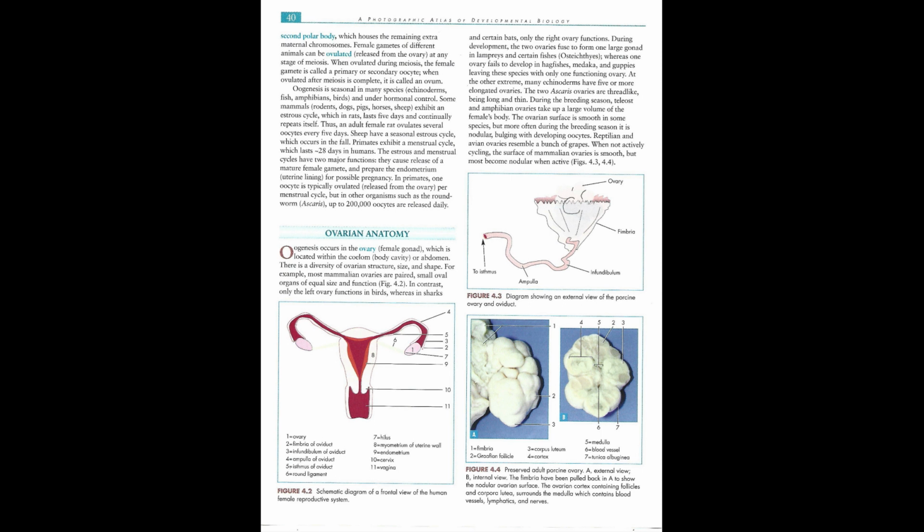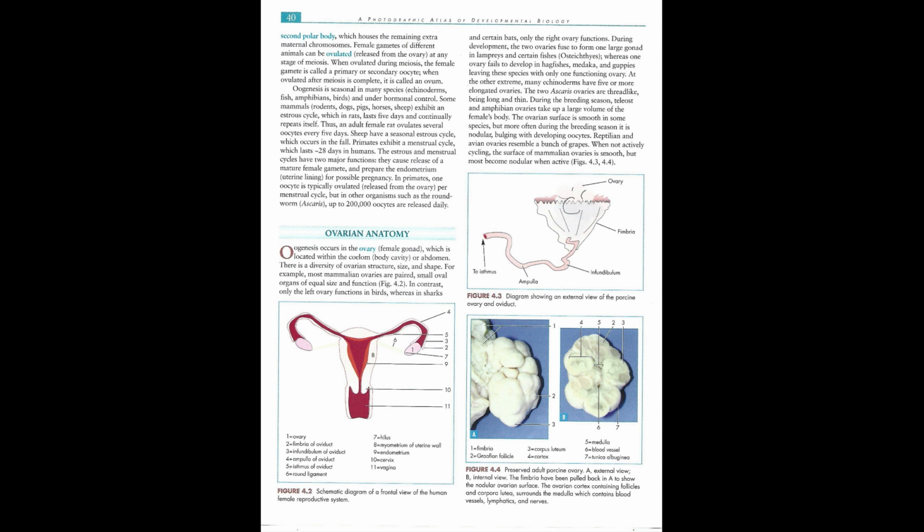Some mammals, rodents, dogs, pigs, horses, sheep, exhibit an estrous cycle, which in rats lasts 5 days and continually repeats itself. Thus, an adult female rat ovulates several oocytes every 5 days. Sheep have a seasonal estrous cycle, which occurs in the fall. Primates exhibit a menstrual cycle, which lasts about 28 days in humans. The estrous and menstrual cycles have two major functions: they cause release of a mature female gamete, and prepare the endometrium, uterine lining, for possible pregnancy.